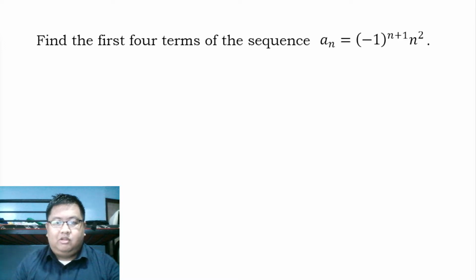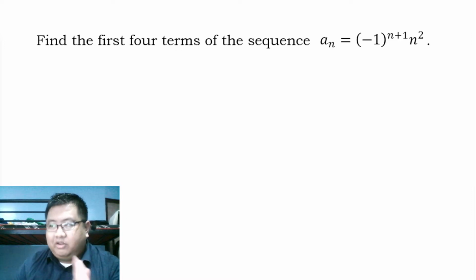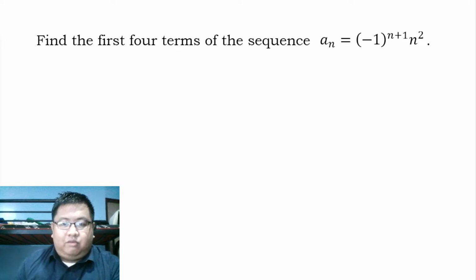In this video, we will be working on some examples from our previous lesson on sequences and series. So, shall we cut to the chase? Here we go. For our first example, we will do the following. Okay, so as you can see on our screen, we are going to find the first four terms of the sequence a sub n is equal to -1 raised to n plus 1 times n squared.